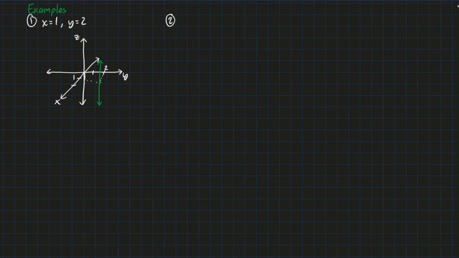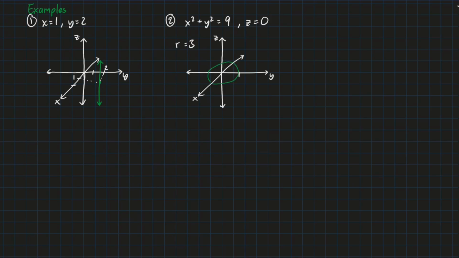If we're given x squared plus y squared equals 9 and z equals 0, notice that x squared plus y squared equals 9 is in the circle formula. So let's draw our axes first. In the circle equation, the 9 represents r squared, so that means the radius would be 3. So on the xy plane we have a circle, and it goes out 3 here, this is -3, and this is -3. Now this circle is just going to be sitting on the xy plane and not displaced up or down because z is equal to 0.